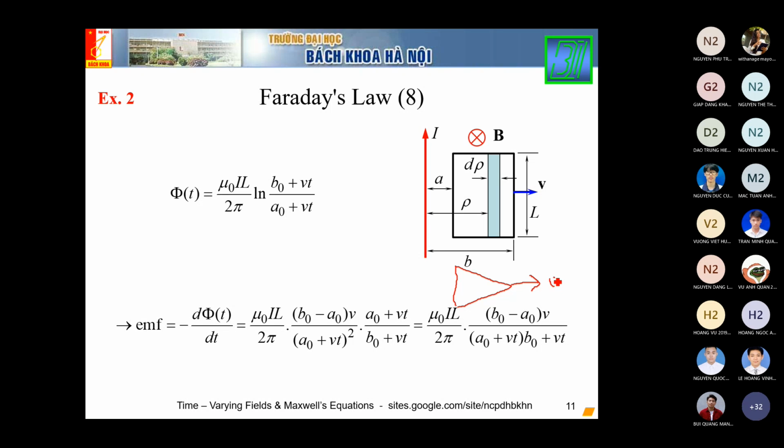Now I'll give you 5 minutes to find the induced voltage on this triangular frame. You can take the result that you found a long time ago and find the corresponding EMF. All right, go ahead. 5 minutes.